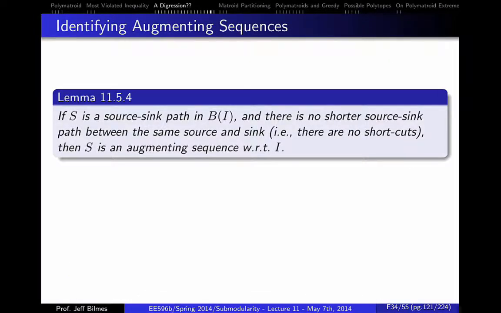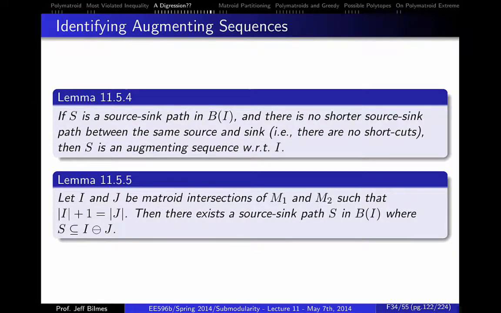So let's just mention a couple of lemmas, which we're going to mention without proof. If S is a source sink path in the border graph, and there's no shorter source sink path between the same source and sink, then S is an augmenting sequence. Okay? So we find shortest source sink paths in the border graph. And if I and J are matroid intersections of M1 and M2 that have size difference of 1, then there exists a source sink path in the border graph according to the current state.